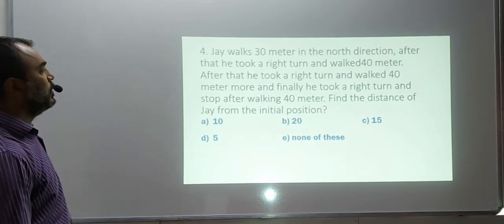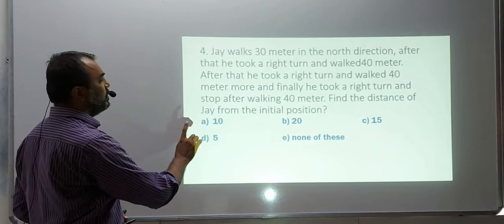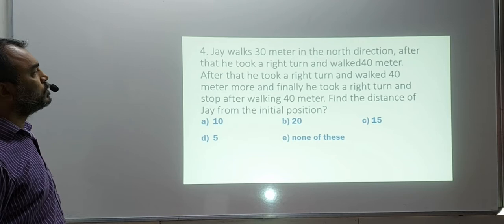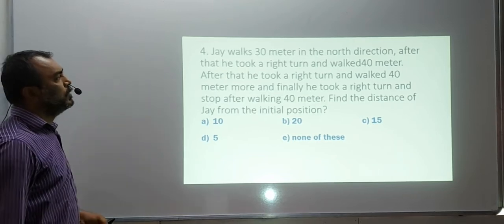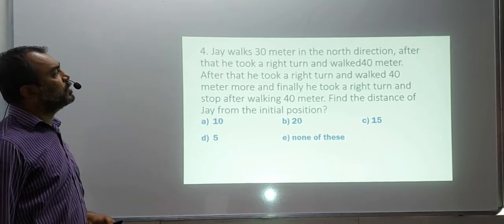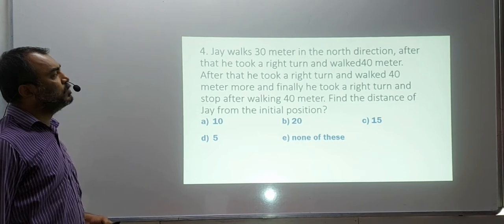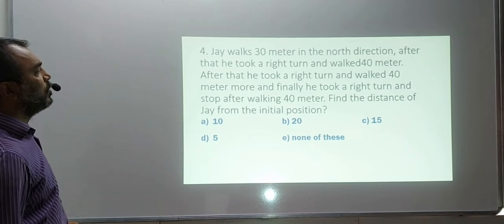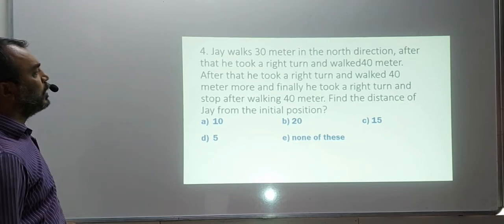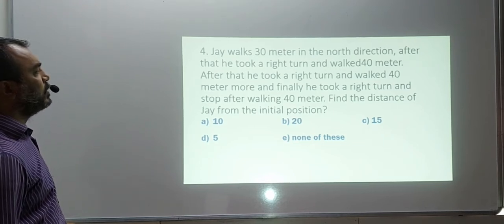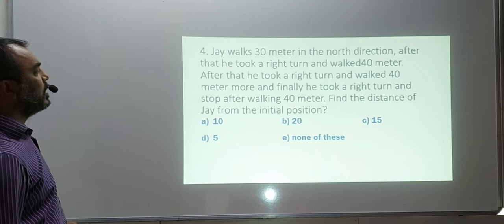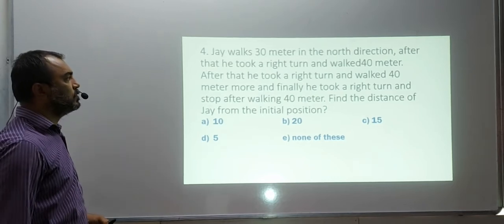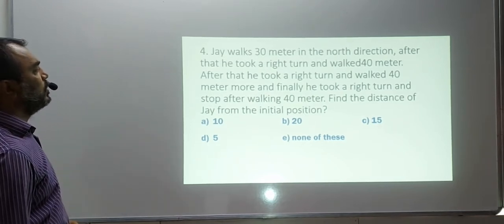Okay. So here the question. Find the distance of J from the initial position. Only the distance. So you may now start your work and do it. J walks 30 meters in the north direction. Then takes a right turn and walks 40 meters. Again takes a right turn and walks 40 meters. Again takes a right turn and walks 40 meters. Find the distance of J from the initial position. So 30, 40, 40, 40.